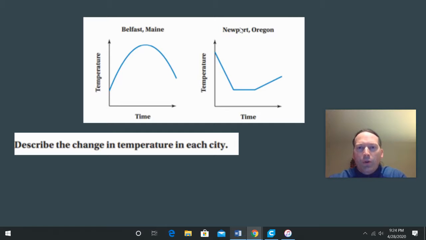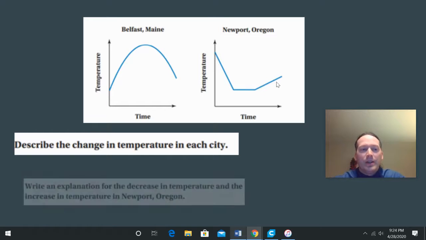Now let's look at Newport, Oregon. This one starts out at a temperature, and the temperature decreases for a certain amount of time, but it's decreasing at a consistent rate, or a constant rate. And then it reaches no change whatsoever for some time, and then it increases again. But you notice it increases at a constant rate, but it's not as fast as this one. How do we know it's not as fast? Because it's not as steep.